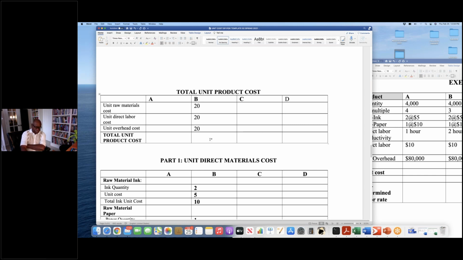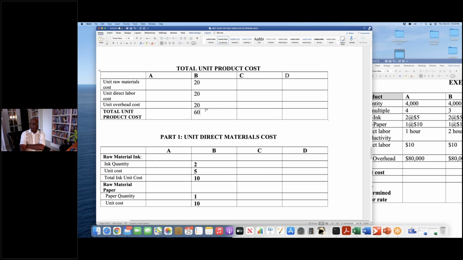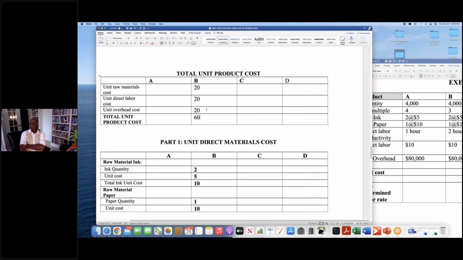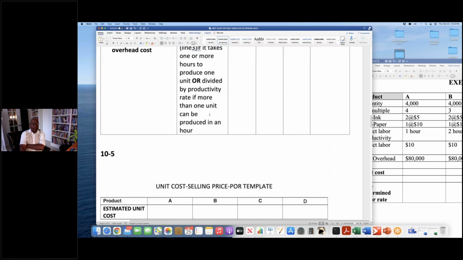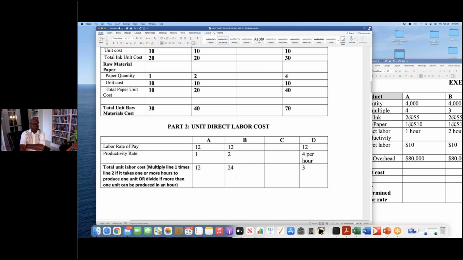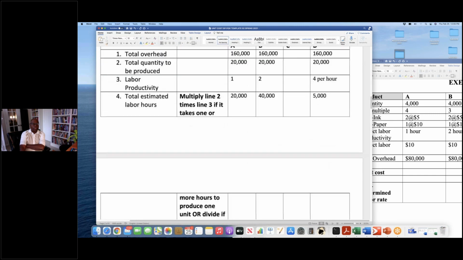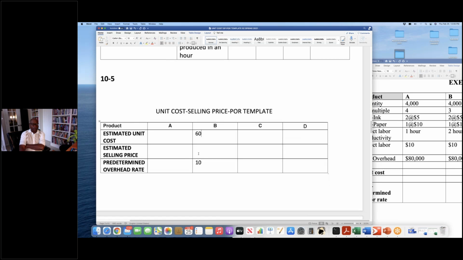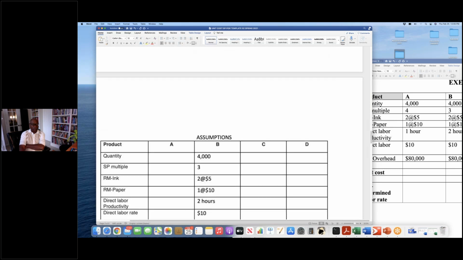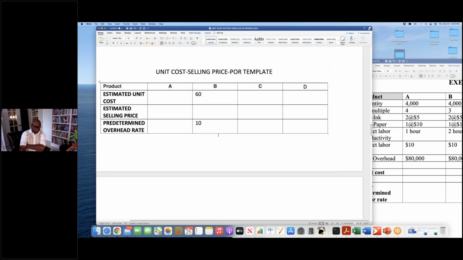But what's our total product cost? 60. What you gonna do with the 60? Total unit. That's one of our answers. That's correct. So you go put it in the answer box under the unit cost. What's our selling price gonna be? 180. So our multiple was 3. Yes, the selling price is 180.